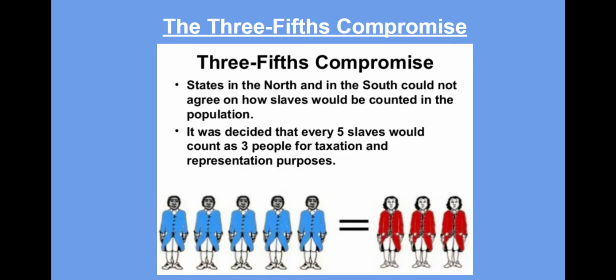The 3/5 compromise was the decision that every 5 enslaved people would count as 3 people for both taxation and representation purposes.